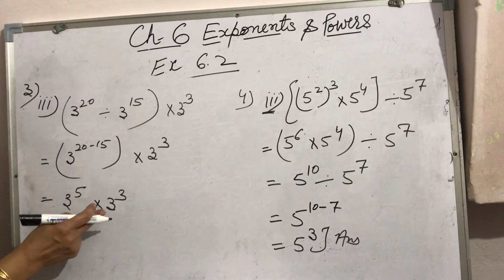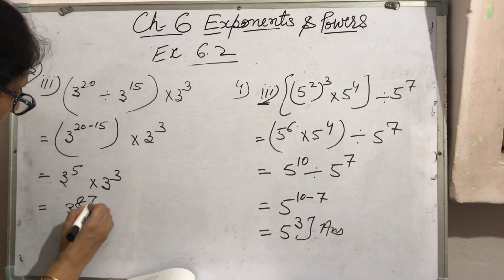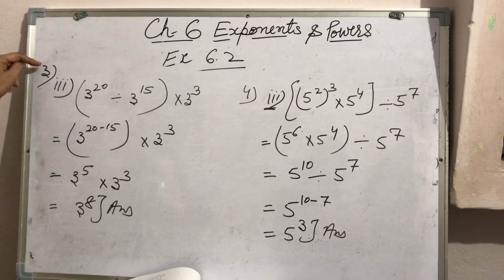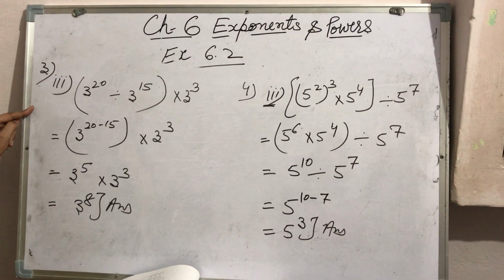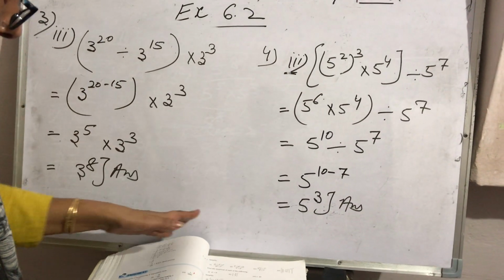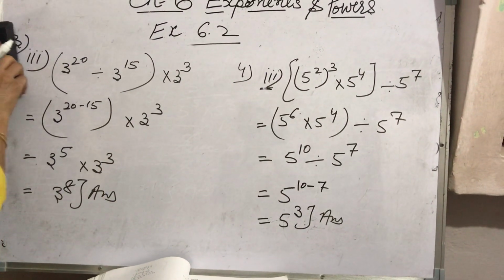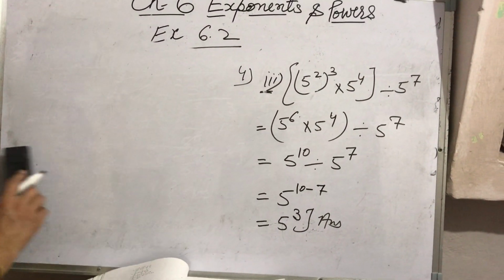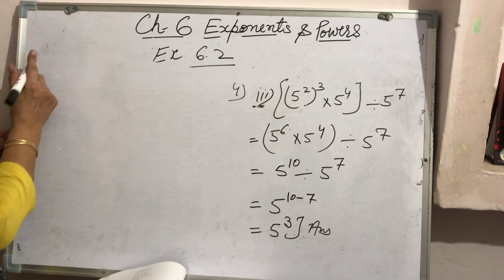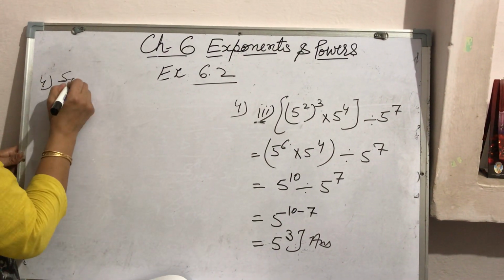3 raised to power, now same bases are there, multiplication is there, so we have to add these powers. 3 raised to power 8. This is the part 3 of question number 3, and this is part 3 of question number 4. Now we'll start first part of the question number 4. By mistake, it has been taken part 4. Now question 4, again simplify.